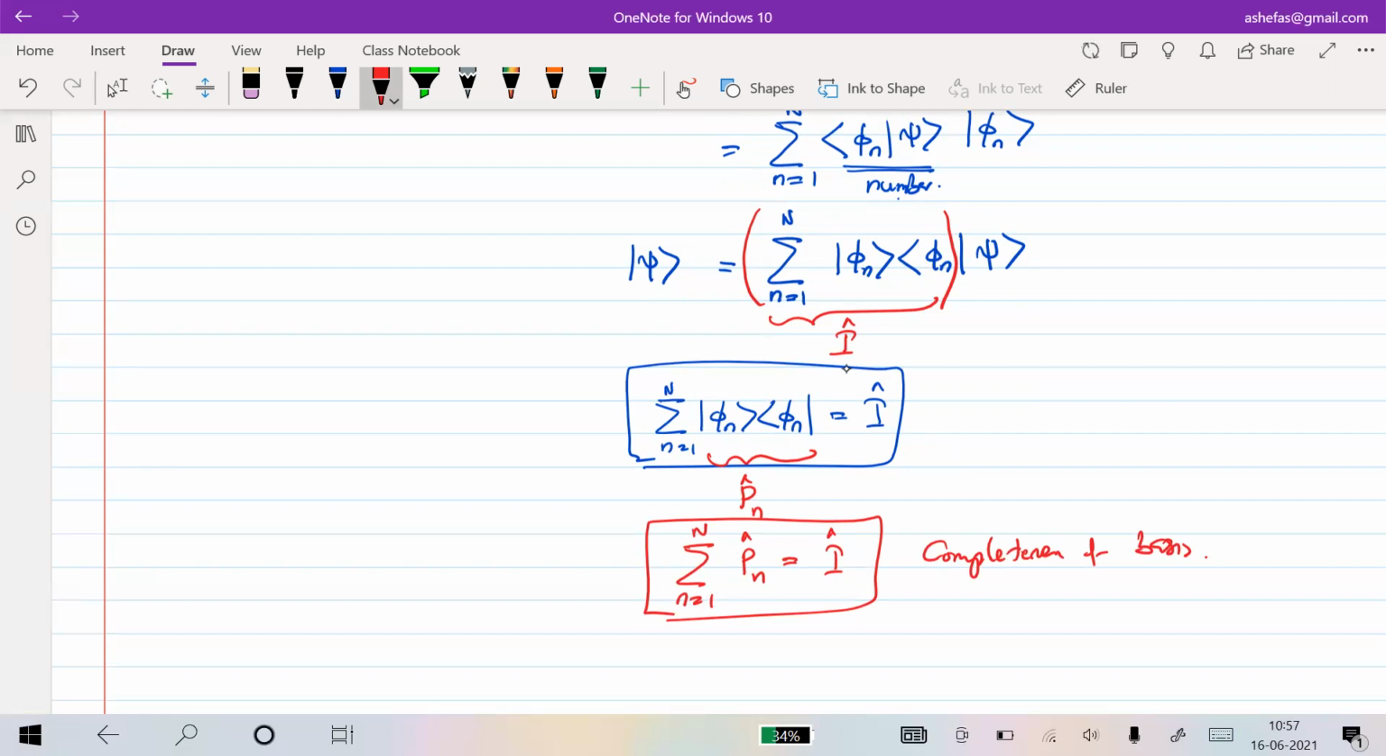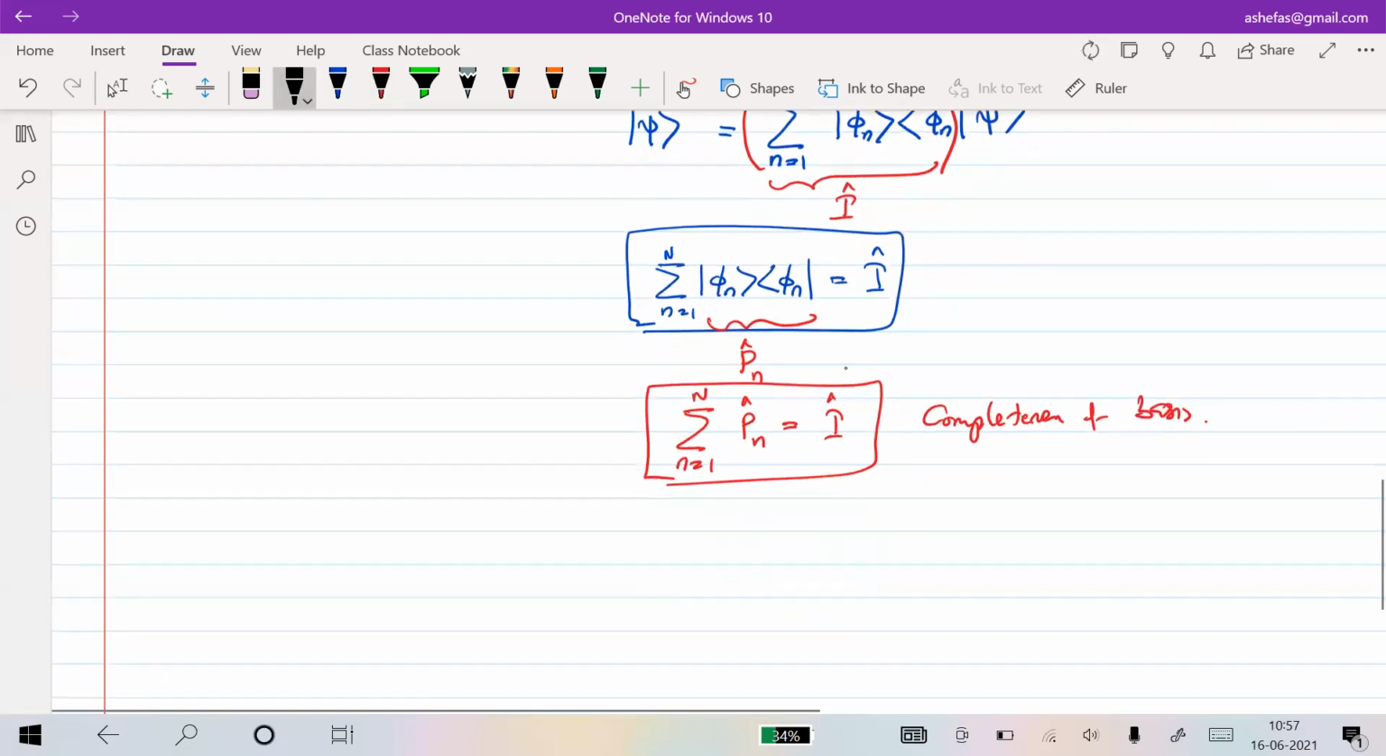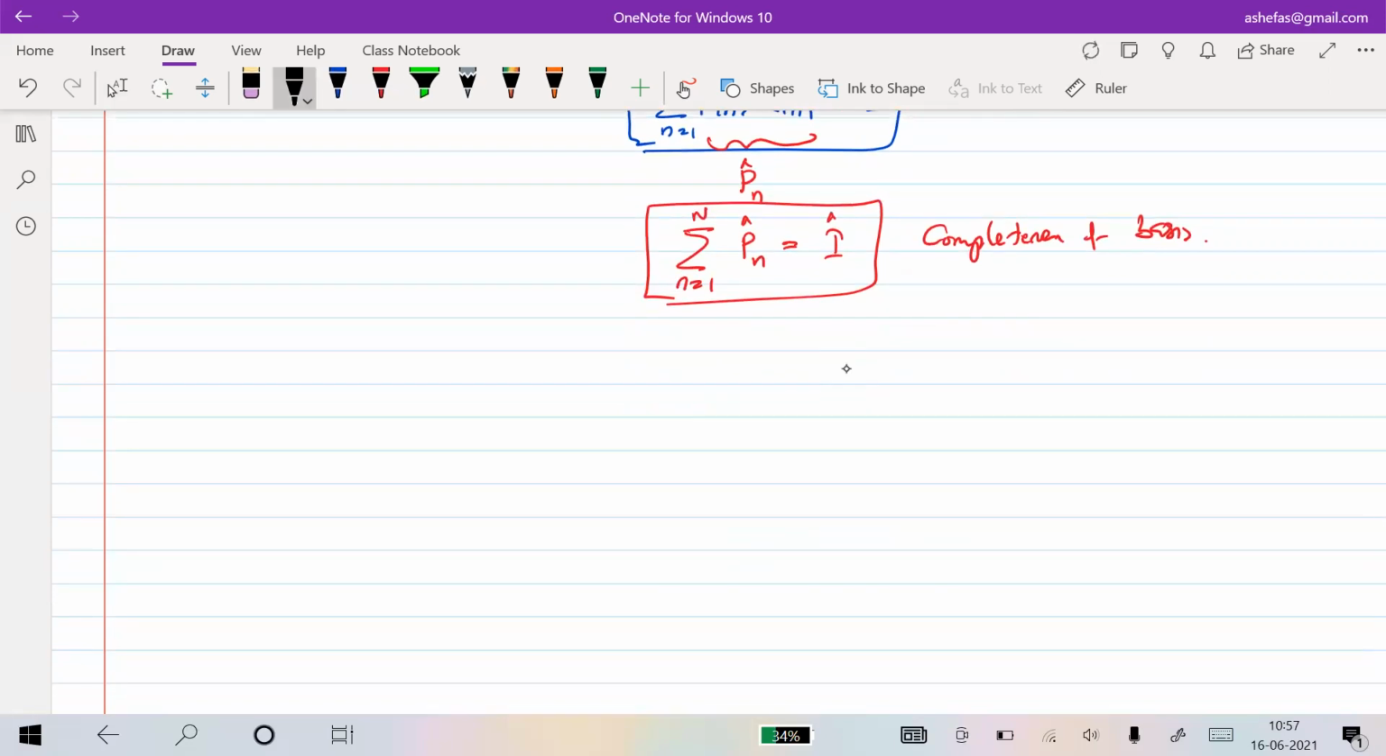The sum of all projection operators must be equal to the identity. So what we have done is we have expressed our vector psi as the column of inner products ⟨phi 1|psi⟩, ⟨phi 2|psi⟩, etc., up to ⟨phi n|psi⟩ for a vector in an n-dimensional vector space. So there will be n rows and one column.